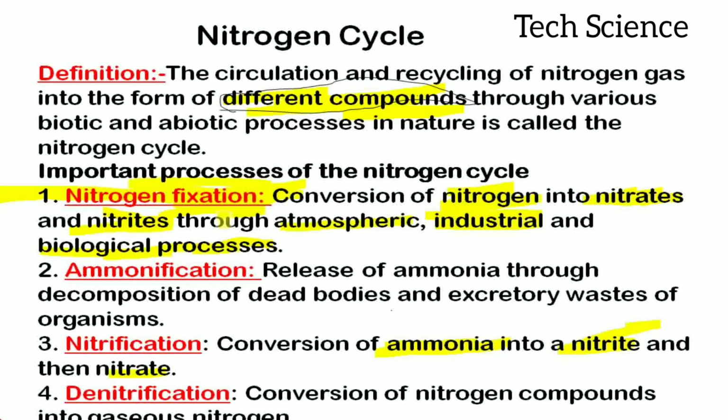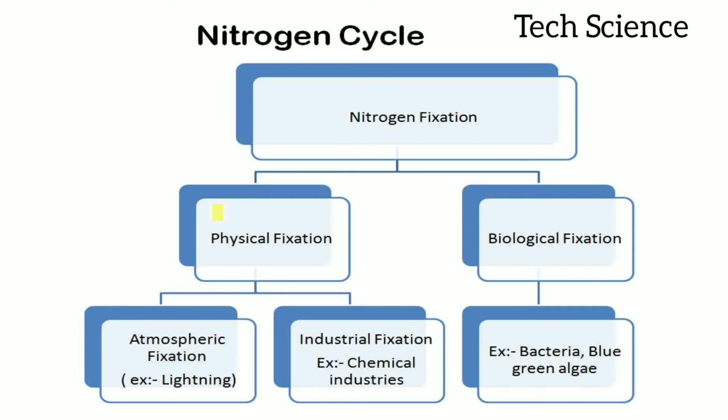So in nitrogen fixation we have different types of processes. How does nitrogen get fixed? This nitrogen gets converted into the nitrate and nitrite form with the help of two fixation methods. The first one is called the physical fixation method and the second is called the biological fixation method. What is physical fixation? For example, lightning.